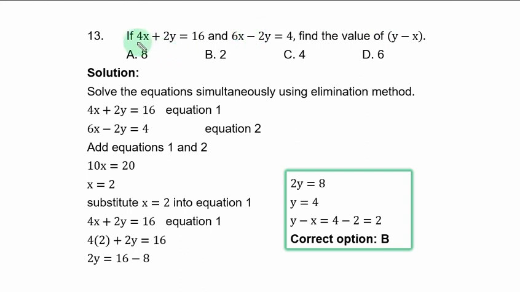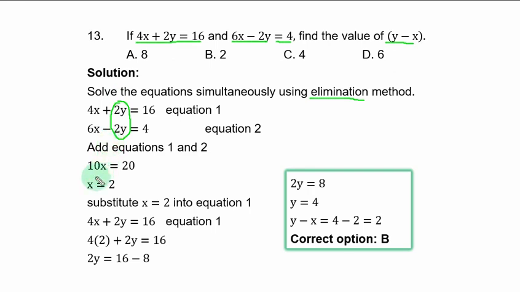Question 13. If 4s plus 2y is equal to 16 and 6s minus 2y is equal to 4, find the value of y minus s. You have to solve the equations simultaneously, and I want to use the elimination method, and I want to eliminate variable y because its coefficients are the same in both equations. Since the signs are opposite, plus and minus, I just need to add in order to eliminate y. So you add equations 1 and 2.